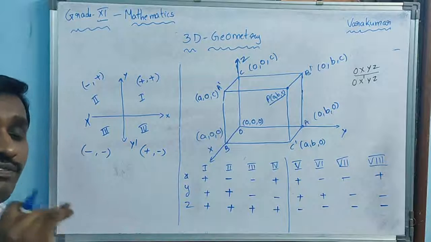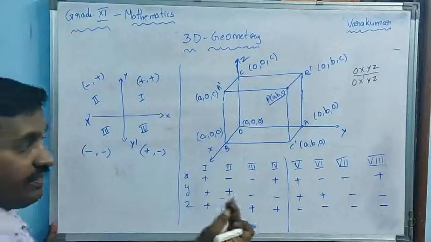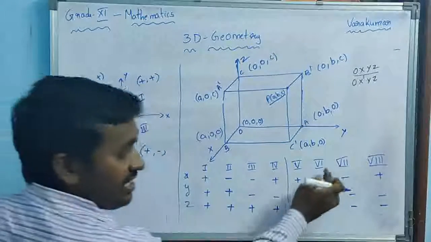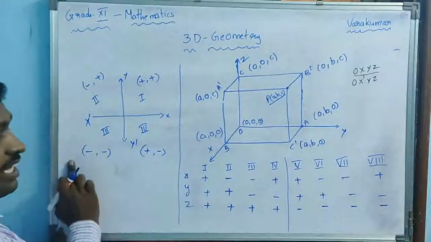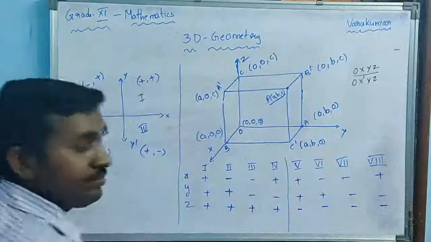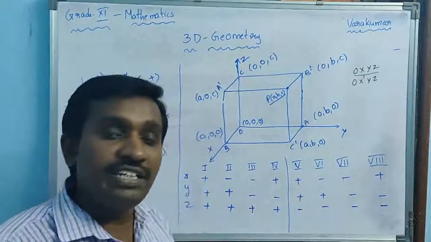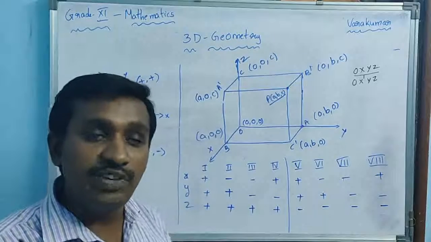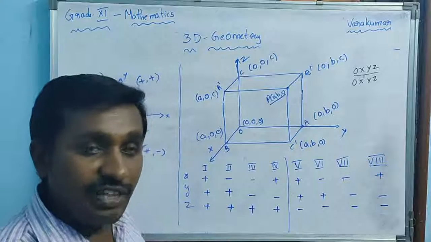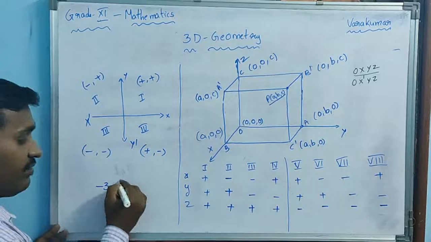So we have to start from 5. The first one, both plus plus, fifth octant. Next one, minus plus, sixth octant. Then minus minus, seventh octant. Plus minus, eighth octant. So if you want to define any point, you concentrate on the Z value. Z is positive or negative. If it is positive, go to the upper layer, then consider the XY value. Suppose I tell you a point, minus 3 comma 4 comma 5.